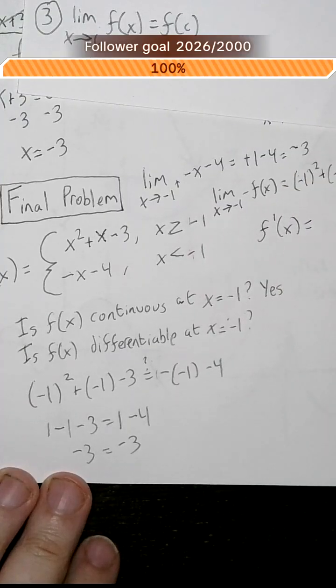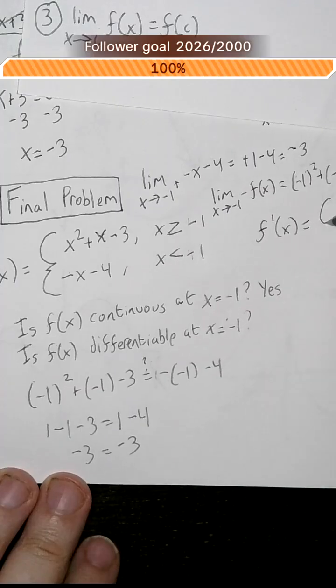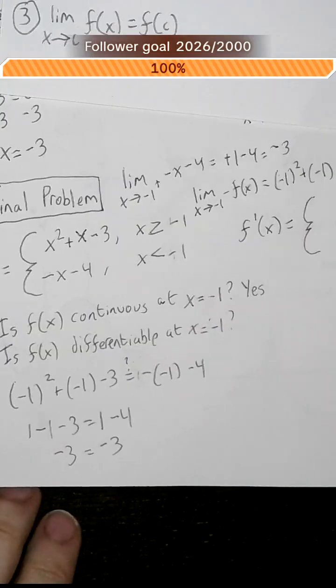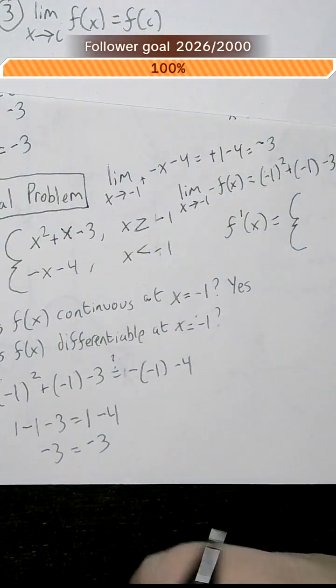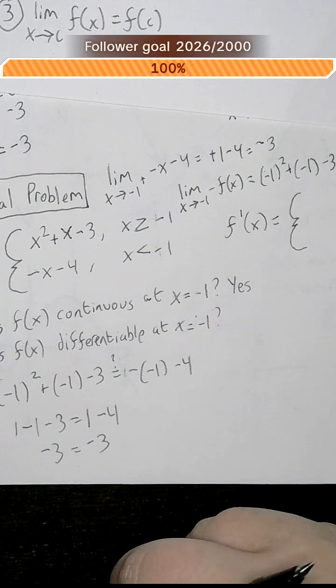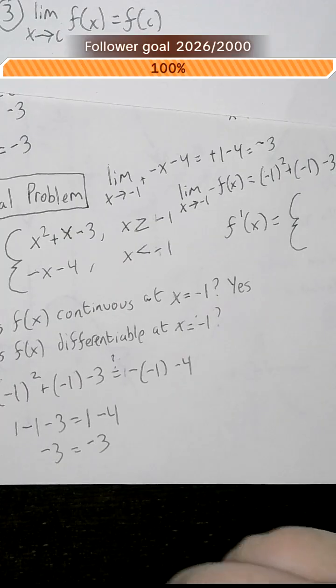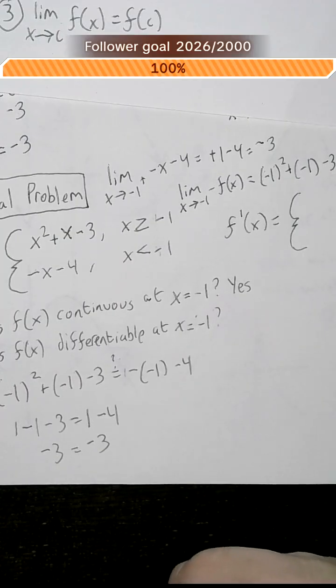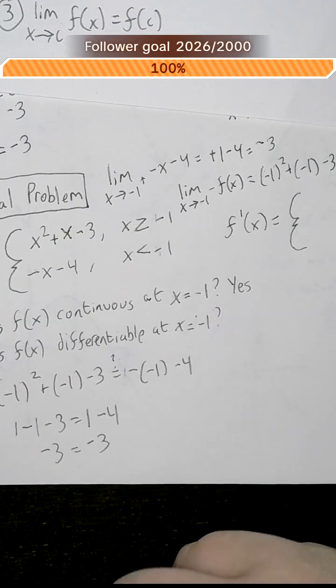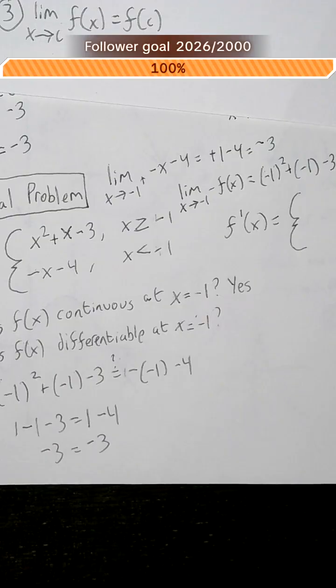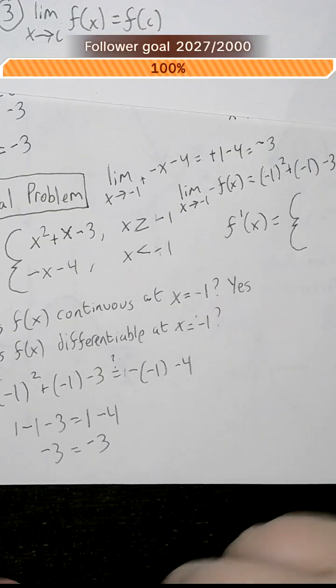Thank you, Sasquatch Andy, for the follow. What is the derivative of x squared plus x minus 3? It's differentiable if both sides limits are the same value and it's continuous, right? Not necessarily. But we're testing, but it would be continuous.